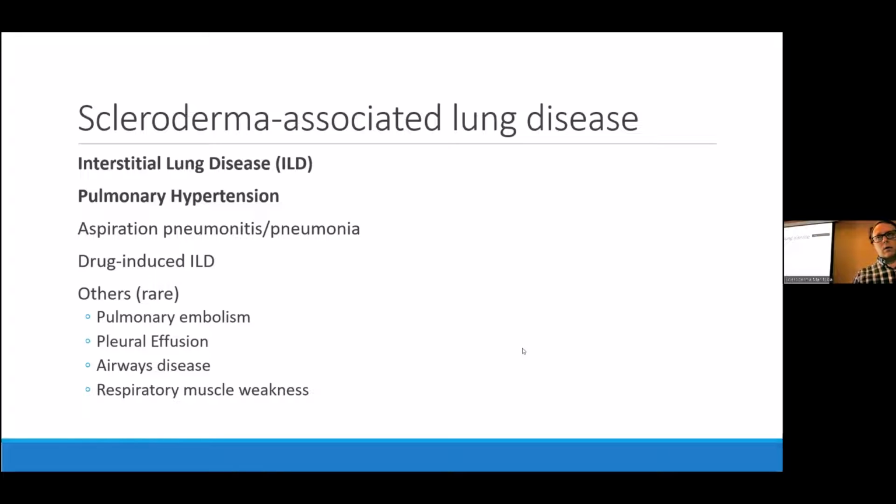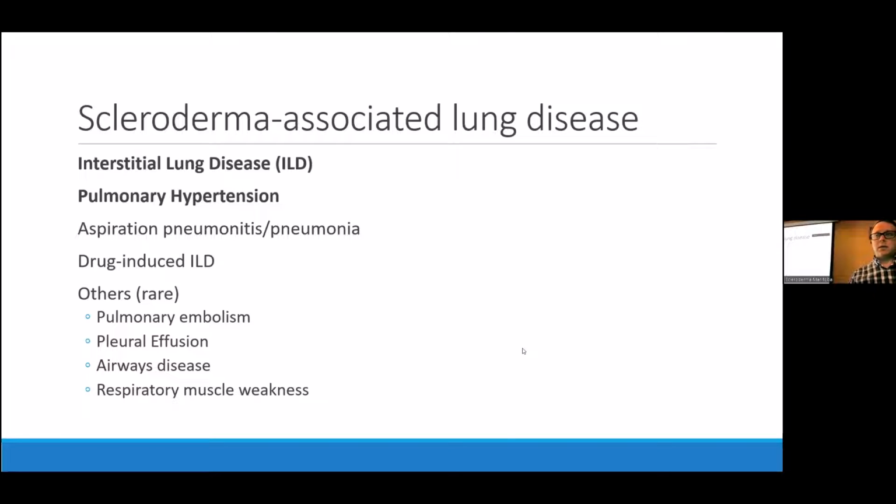Other things that are much more rare, so pulmonary embolisms or clots in the lungs. There is a higher association of clotting in general with scleroderma and connective tissue diseases. So it's possible for people to get these clots in their lungs, which can be quite a dramatic event. Pleural effusions are very rare. Pleural effusions are collections of fluid that exist within the chest but outside the lung. Quite a common scenario we find ourselves in, but a rare manifestation of scleroderma.